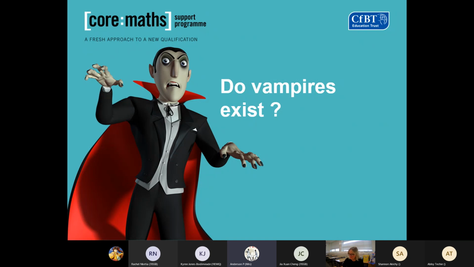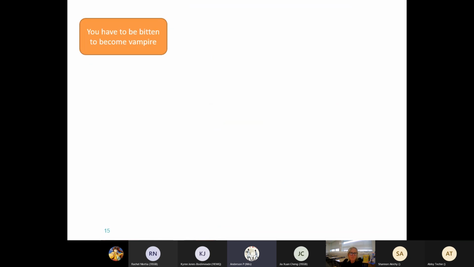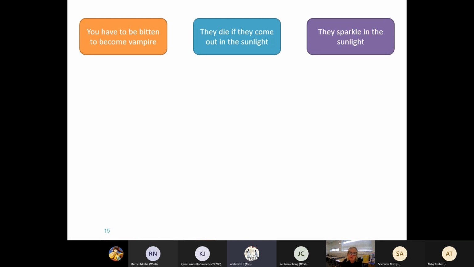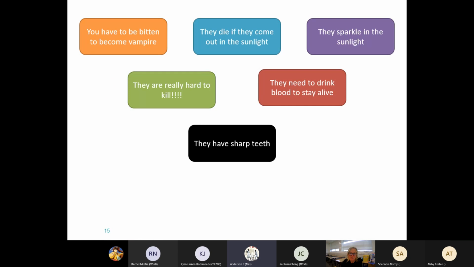Right. So this is the type of thing we would do. So, do vampires exist? So, what do you already know about vampires? So, you have to be bitten to become a vampire. That's one thing. They die if they come out in sunlight. They sparkle in the sunlight. They're really hard to kill. They need to drink blood to stay alive. They have sharp teeth. Okay.